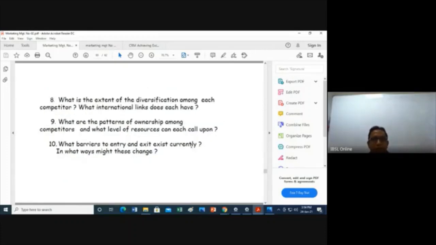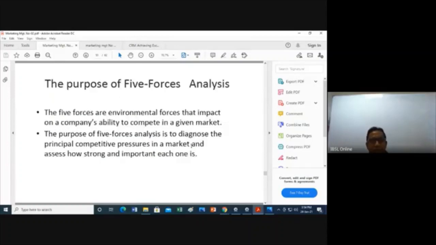What is the extent of diversification among each competitor? What internal links does each have? What are the patterns of ownership among competitors, and what level of resources can each call upon? What barriers to entry and exit exist currently?